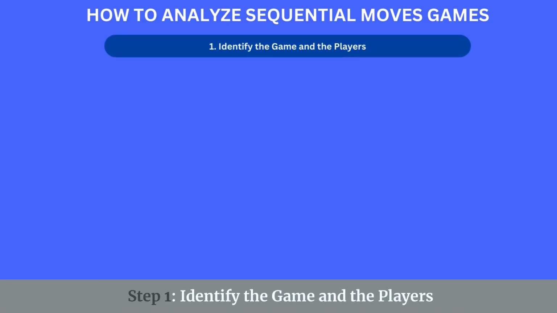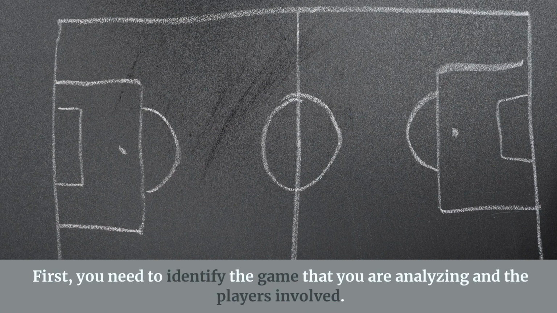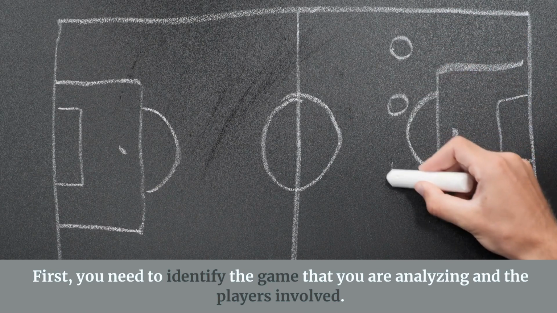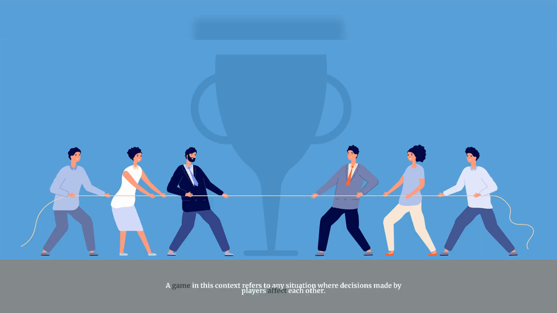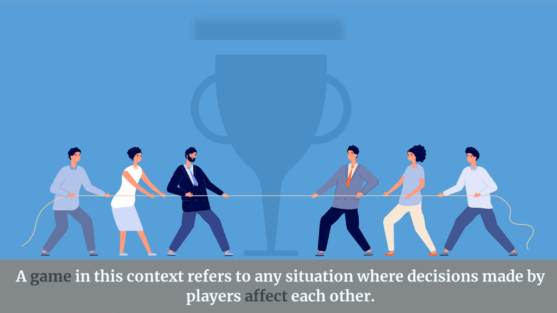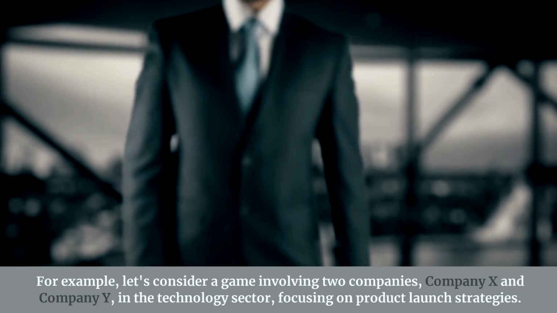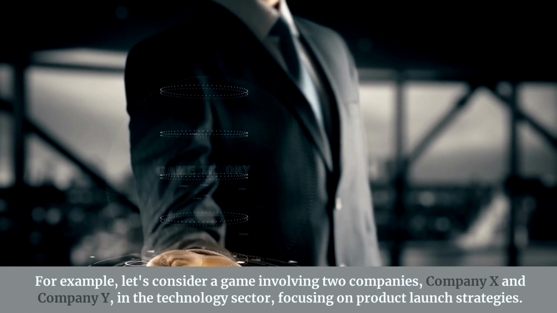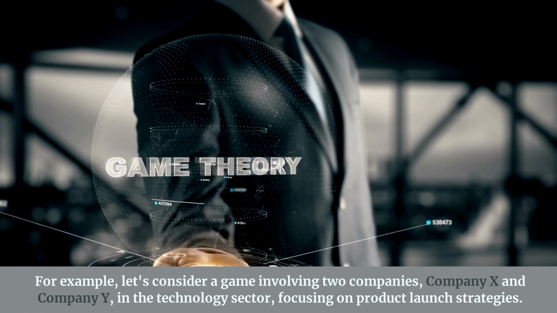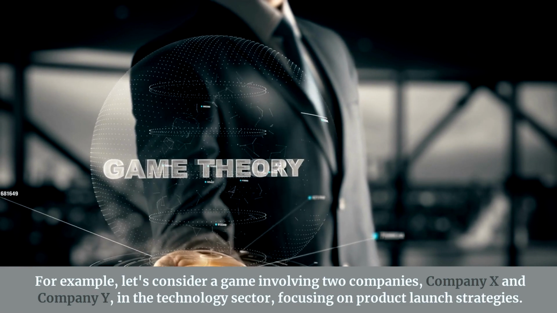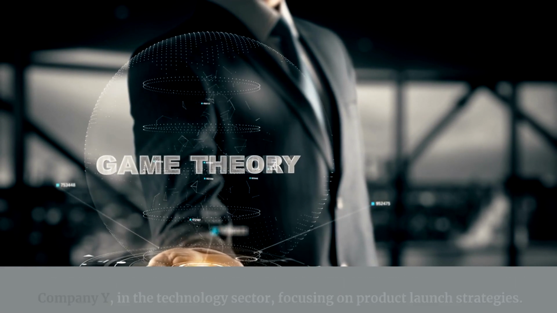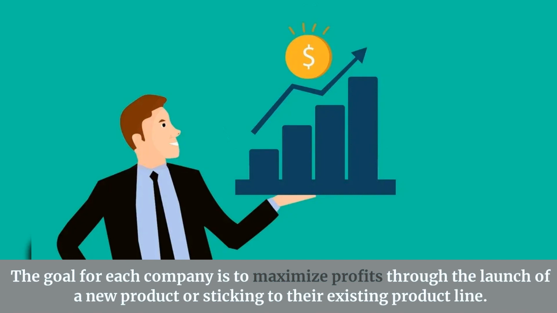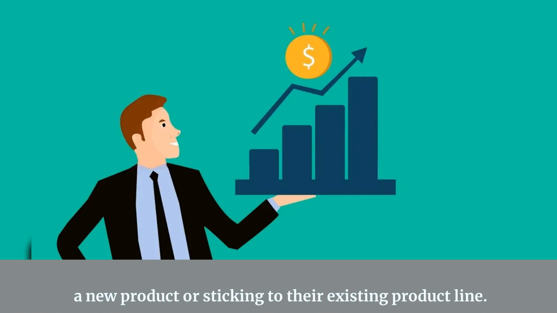Step 1. Identify the game and the players. First, you need to identify the game that you are analyzing and the players involved. A game in this context refers to any situation where decisions made by players affect each other. For example, let's consider a game involving two companies, Company X and Company Y, in the technology sector, focusing on product launch strategies. The goal for each company is to maximize profits through the launch of a new product or sticking to their existing product line.